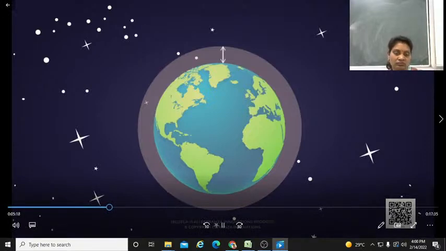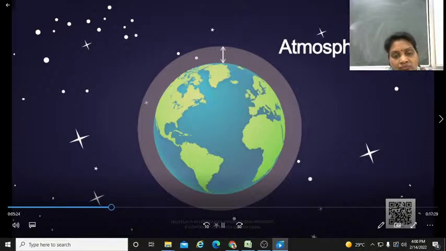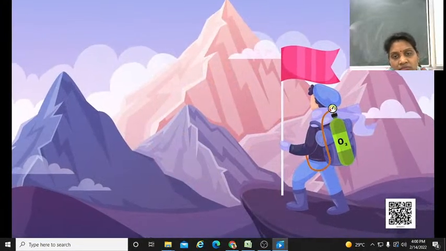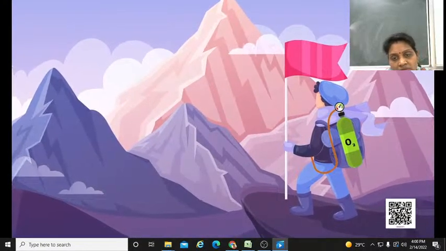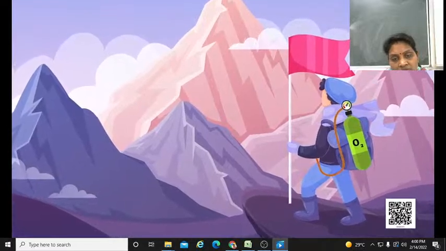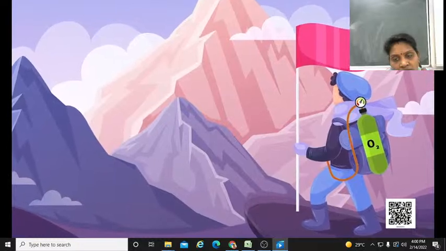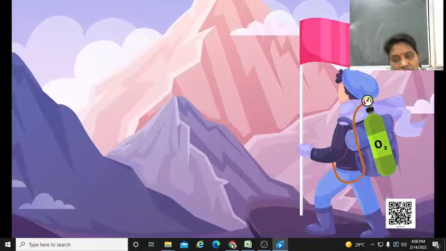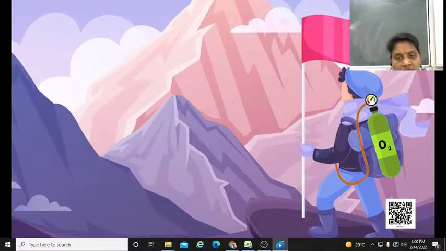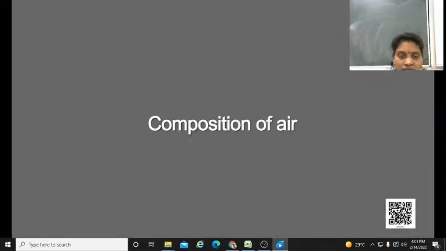This layer extends up to many kilometers above the surface of the earth and is called atmosphere. As we move higher in the atmosphere, the air gets rarer and rarer. So, now can you think, children, why mountaineers carry oxygen cylinders with them while climbing high mountains?